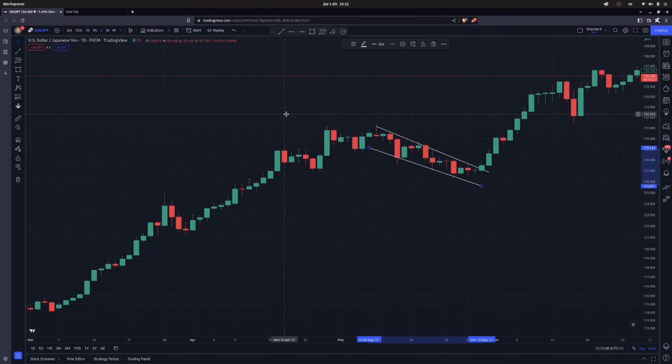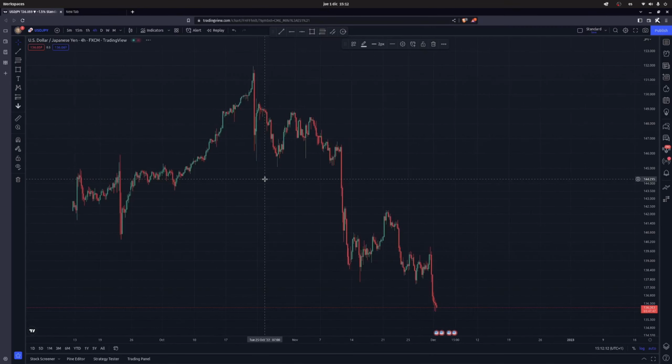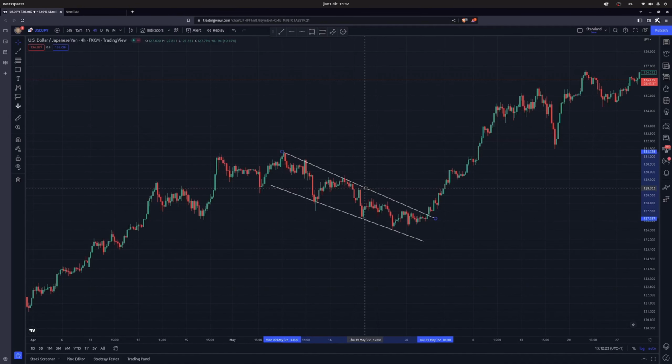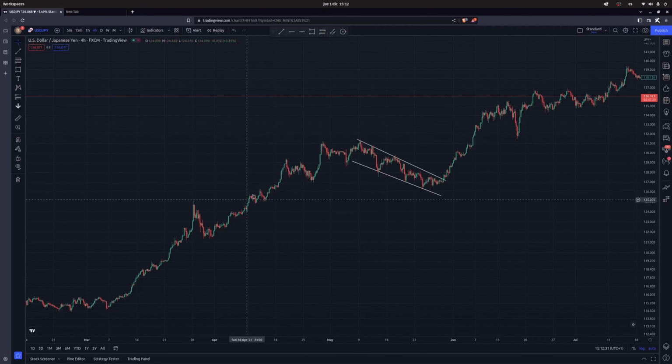We can zoom in and even go down to the 4-hourly, to the intraday frame. So we see, coming from an uptrend, we had this falling wedge, or this downward channel, which eventually broke to the upside and acted as a confirmation pattern.